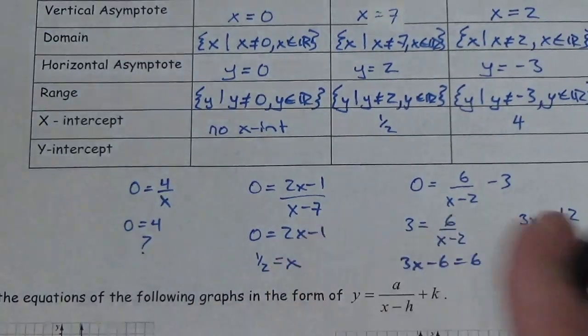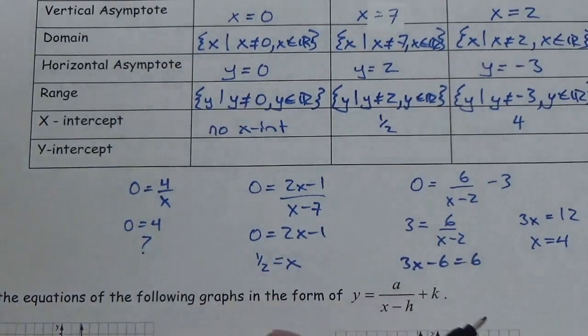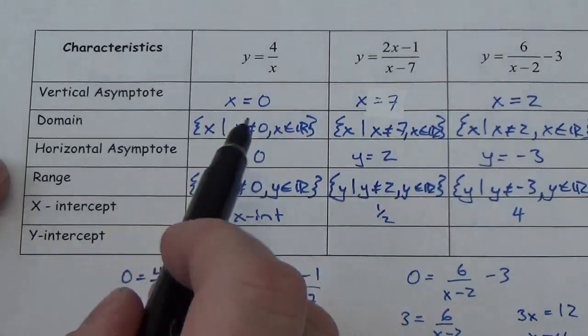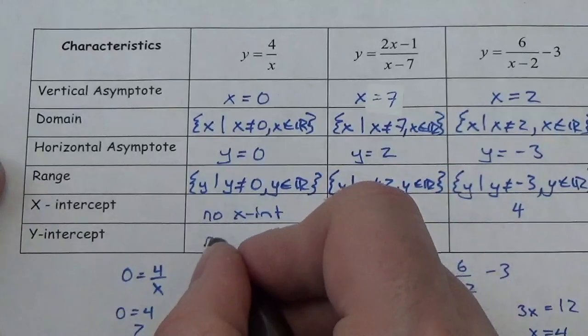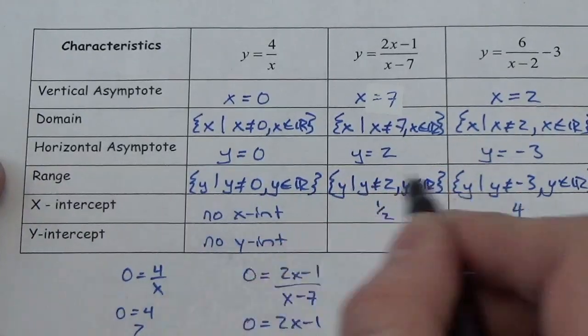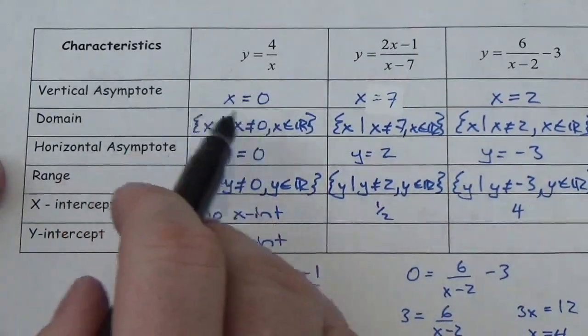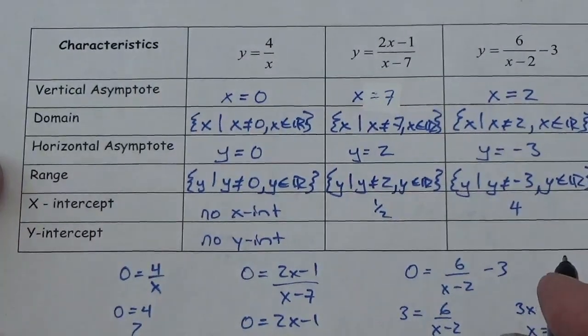Y-intercepts, on the other hand, are a lot different. Y-intercepts are just about evaluating the function. So if you just put 0 into here, I get 4 over 0. Well, okay, there's no y-intercept. That's just undefined. And that makes sense. Again, x equals 0 is a vertical asymptote.